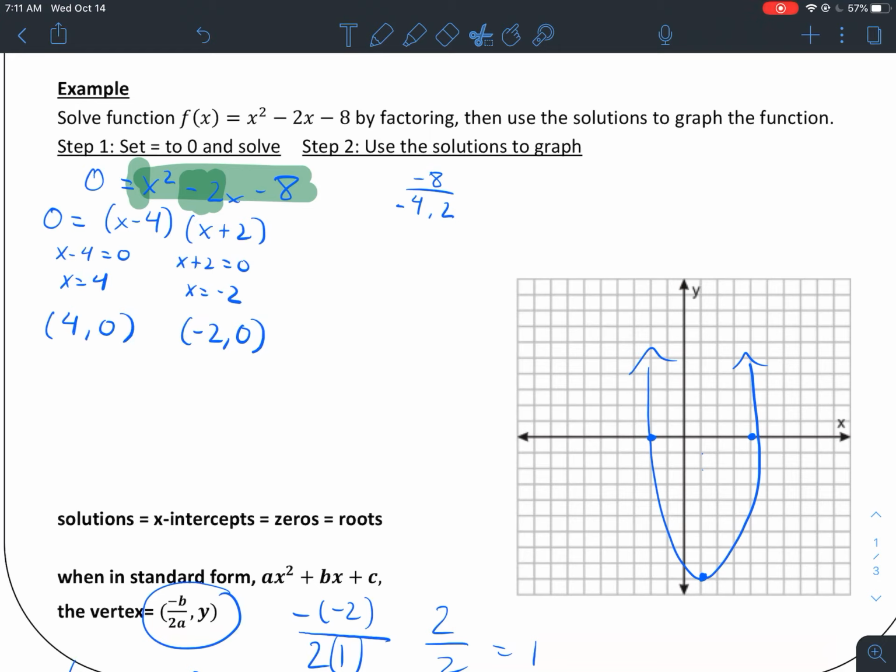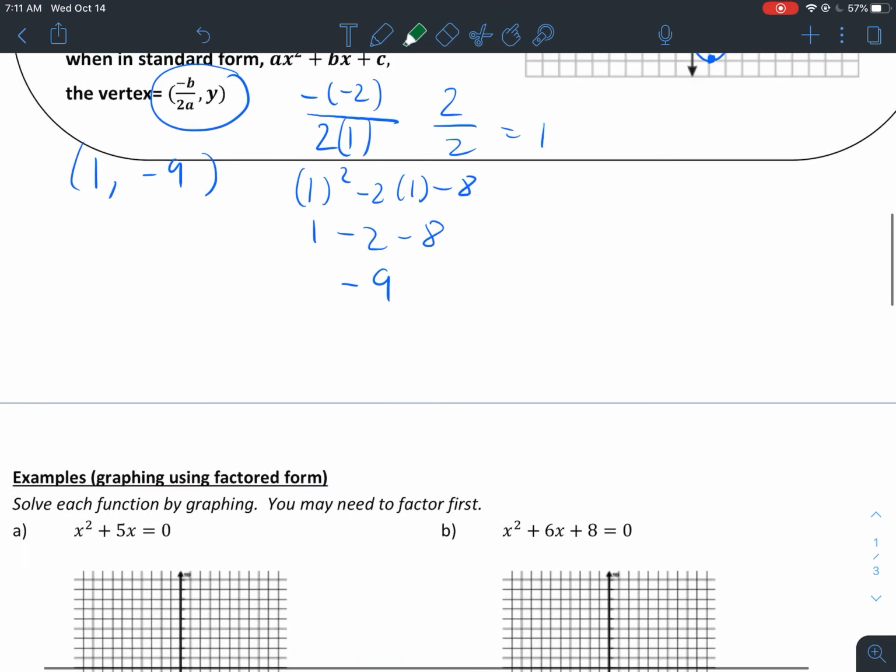Or the solutions of the function. Now, one thing I want to point out: solutions, x-intercepts, zeros, and roots all mean the same thing. So if you're ever asked, what are the roots of the function? What are the zeros of the function? What are the x-intercepts? What are the solutions? This is how you find it. You factor, you set equal to 0.